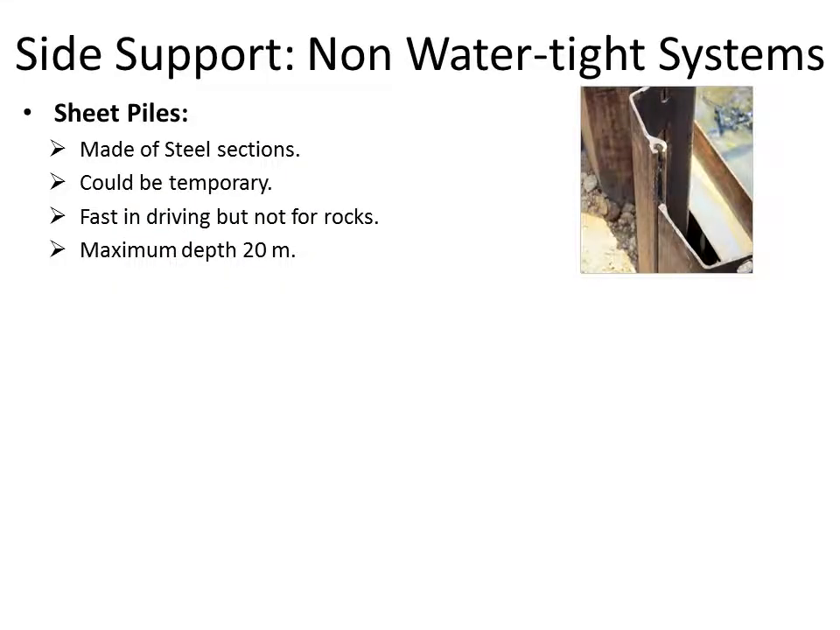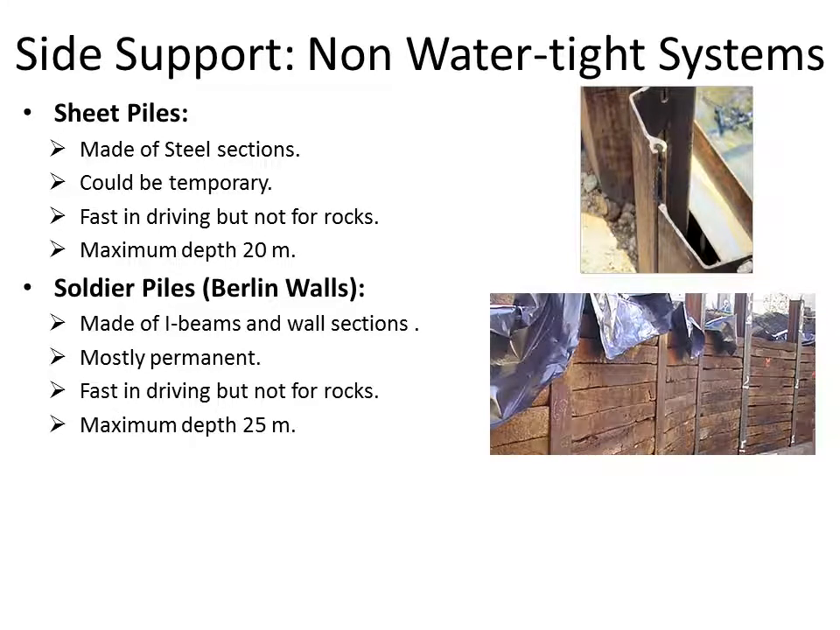So for non-watertight systems, the first one is sheet piles. Sheet piles are simply made of steel sections that could be temporary, could be permanent, but they have a maximum depth of 20 meters. The soldier piles, or the other name for it is Berlin walls, because they were actually used in the Berlin Wall. Simply, you have I-beams, and you have wall sections in between that could be wooden, could be concrete, could be steel. They are fast to drive, and in most cases they are permanent, and they have a maximum attainable depth of 25 meters.